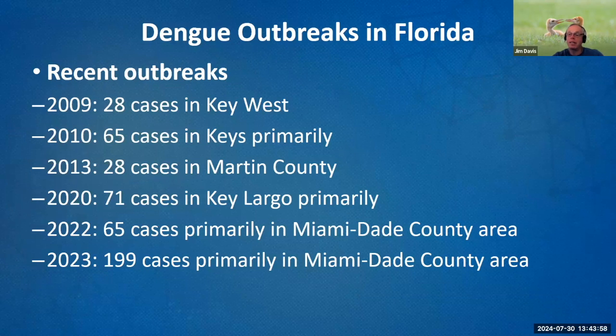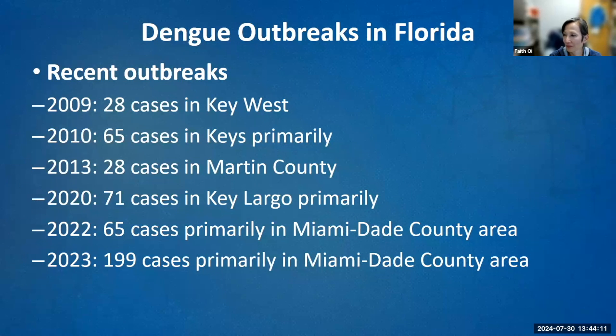Here in outbreaks, look at this. I mean, this is pretty crazy. So you're seeing a curve increase. In 2023, 199 cases, primarily in the Miami-Dade area. So then I imagine, Faith, that's probably due to Aedes aegypti. I don't know, does albopictus vector dengue? I think it is a competent vector as well. Yeah, they have a significant overlap in the viruses that they can vector.